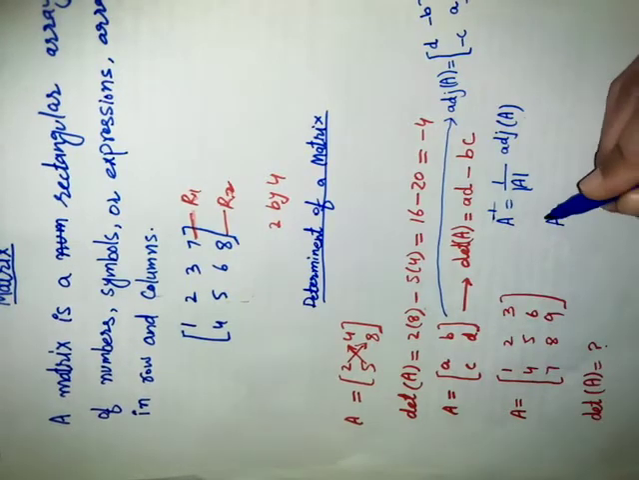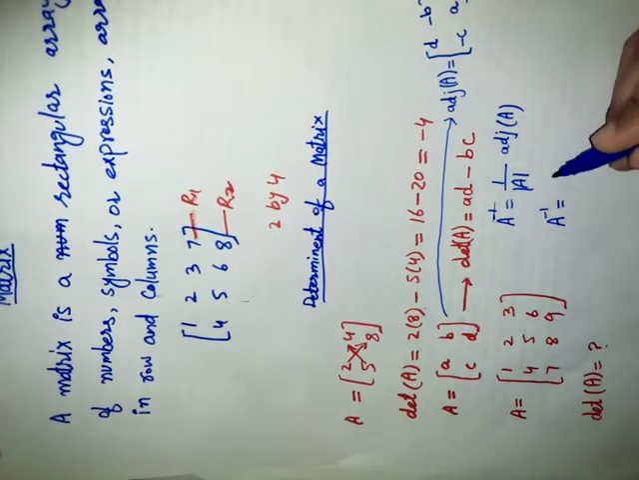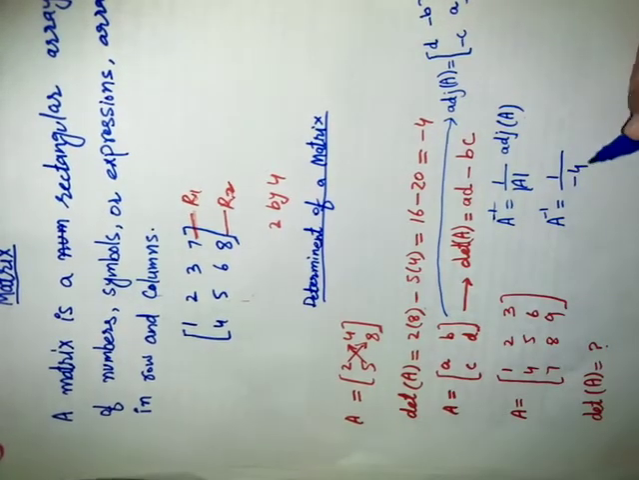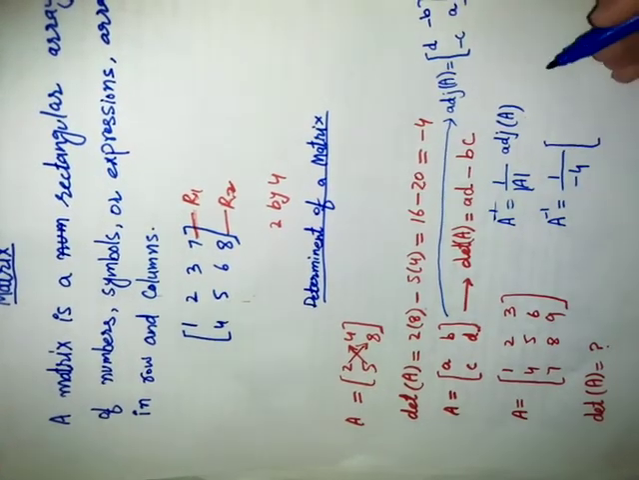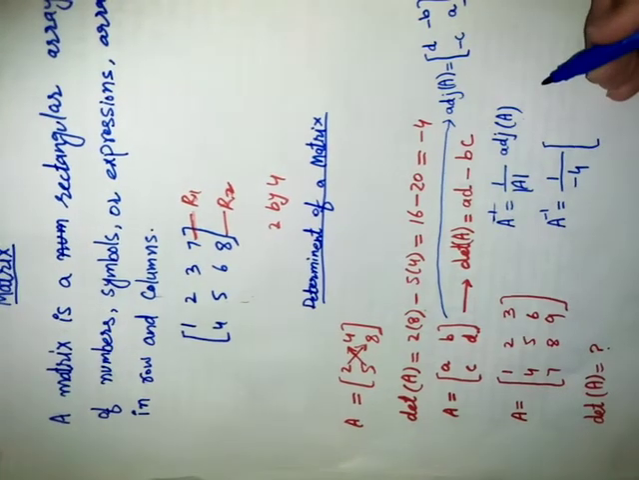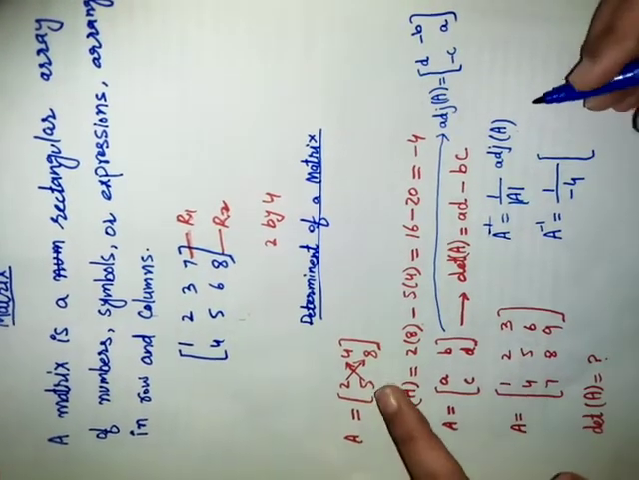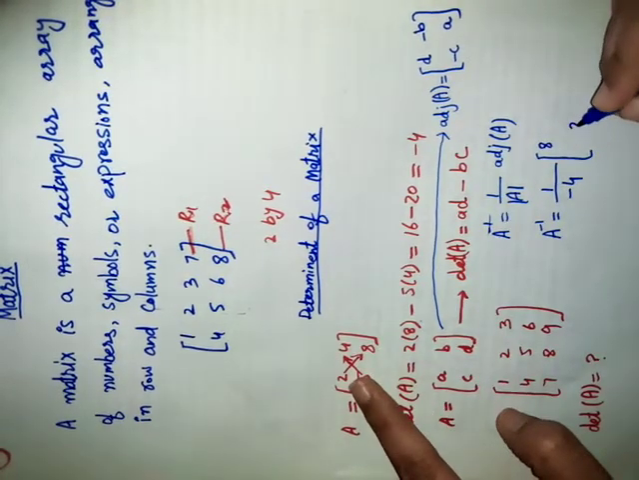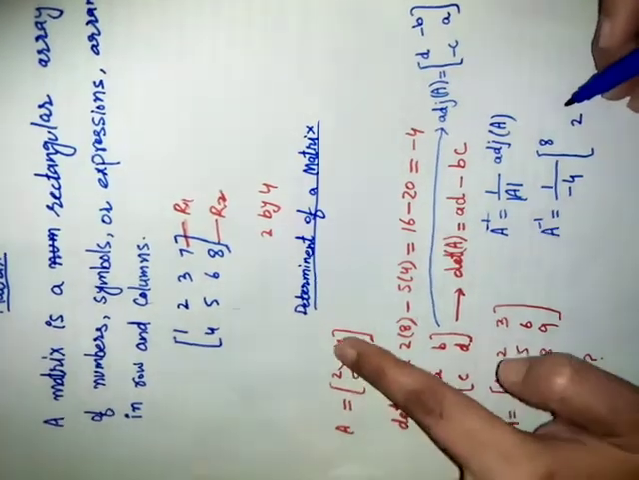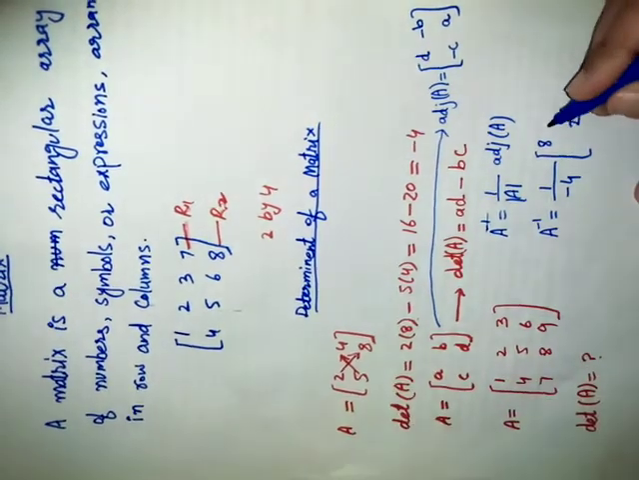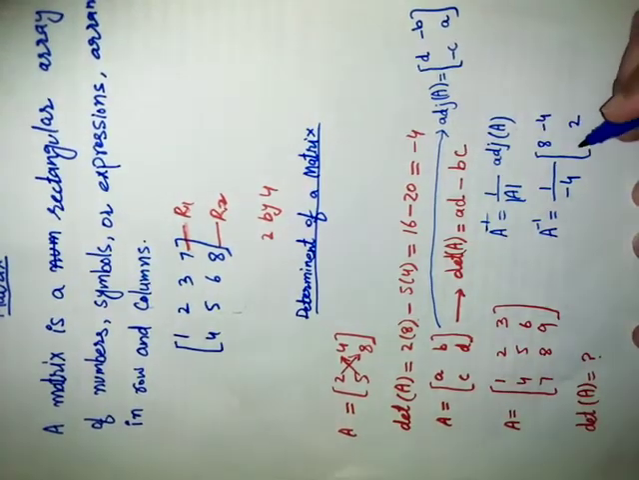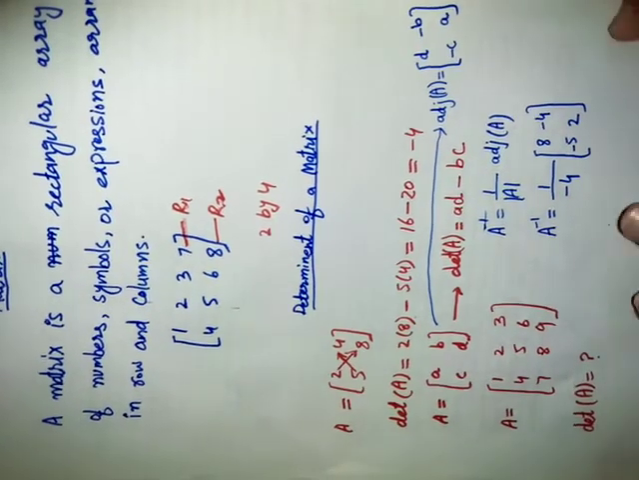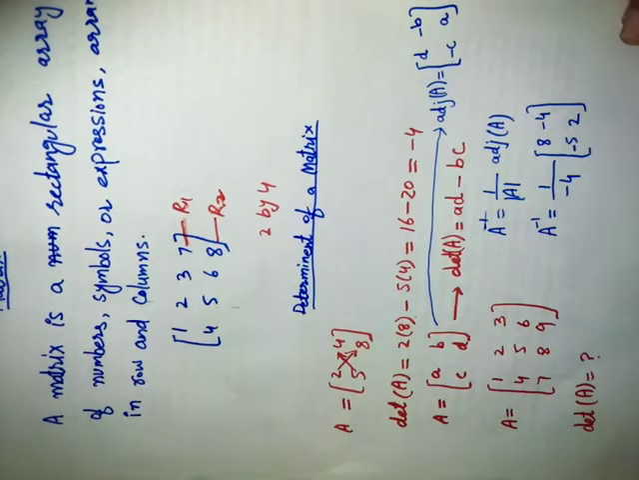Then A inverse will be 1 over the determinant of A. This is minus 4. What will be the adjoint of A? Adjoint of A: replace 2 and 8. Here will be 8, here will be 2, and change the sign of 4 and 5. Here will be minus 4, here is minus 5. Then this is the inverse of this matrix A.